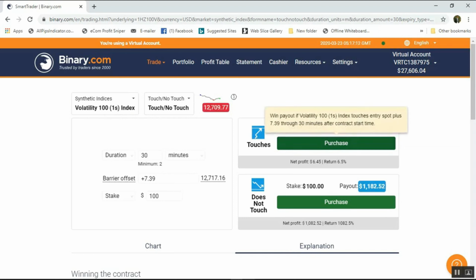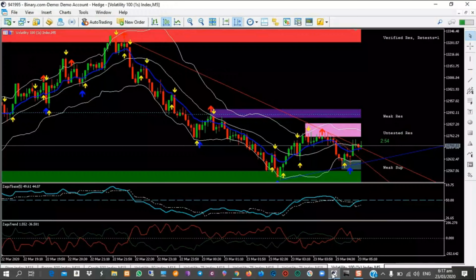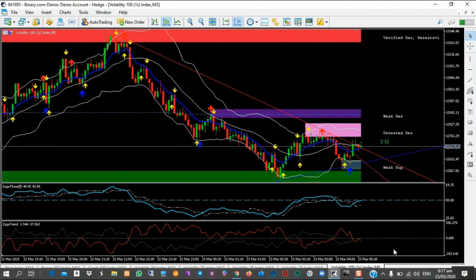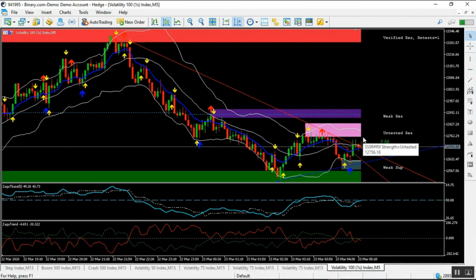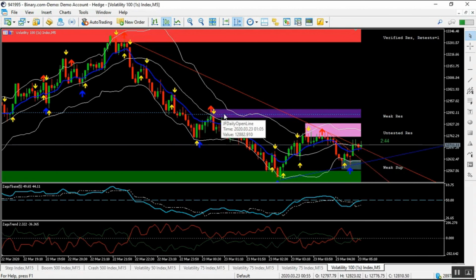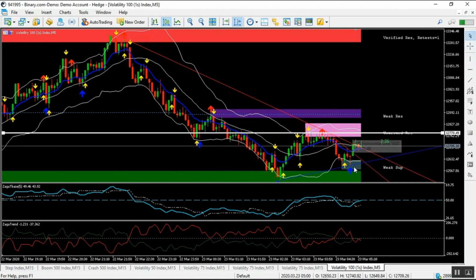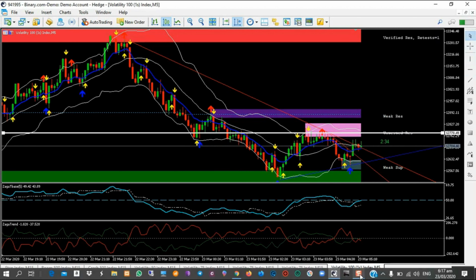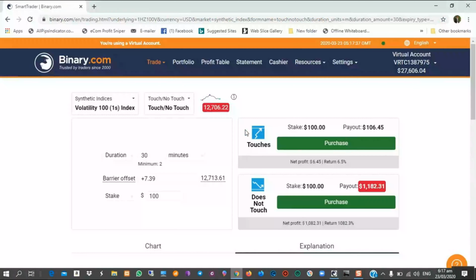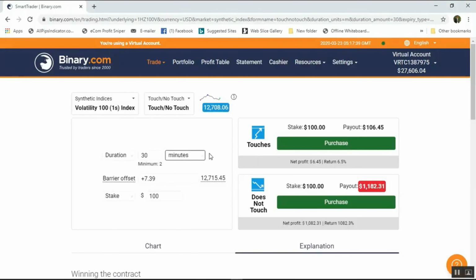For touch option, let's assume I'm trying to explain touch option. Let's assume that the market is trying to move up towards this area, maybe to touch this resistance zone here. Then I'll move to my chart on the platform and say the market is going to touch above.